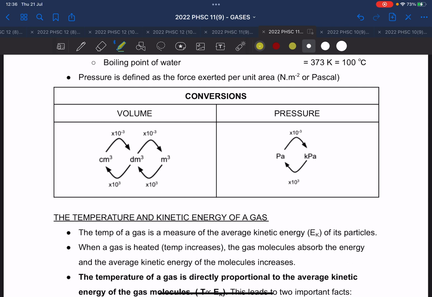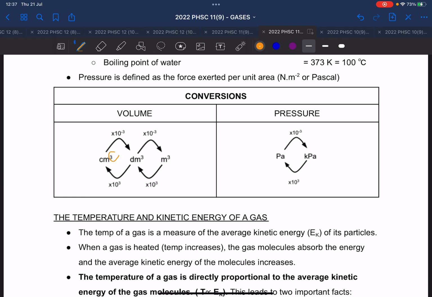Then for volume and pressure conversions, from centimeter to decimeter, it's times 10. But we now need to remember that when there is a cube, when it's centimeter cubed, you also have to times 10 to the power of minus 3 or 10 to the power of 3, depending on what you want to do. Does it make sense? Do you guys want to do an example of the conversion?